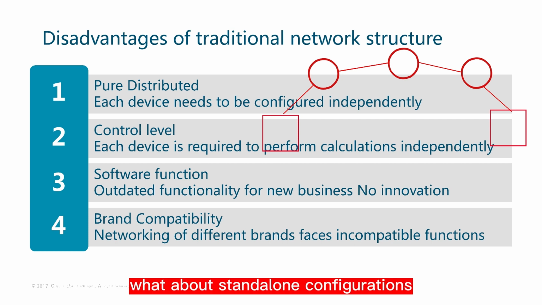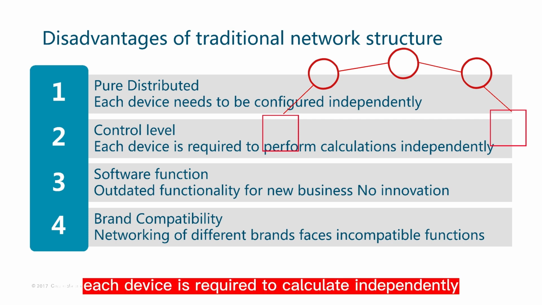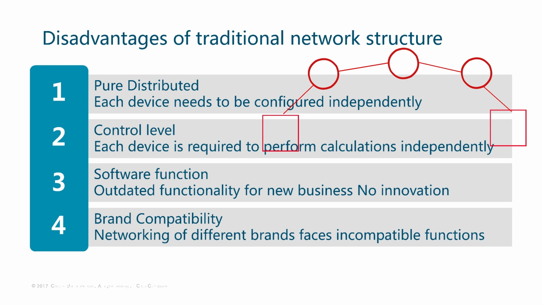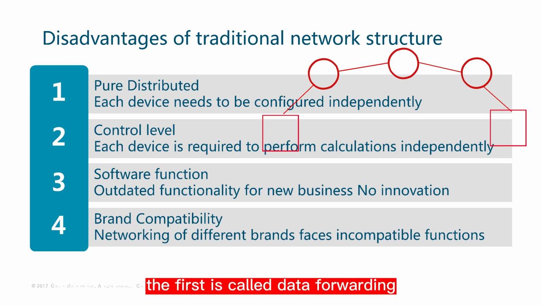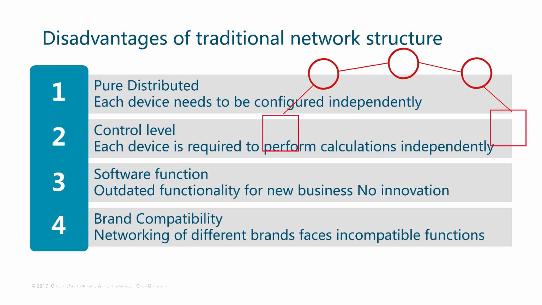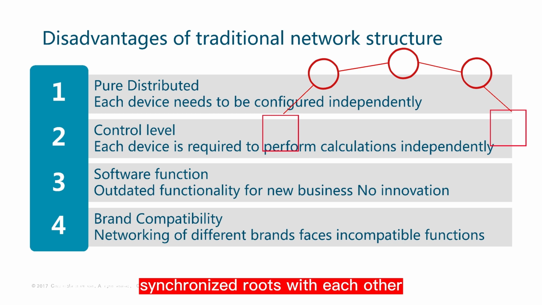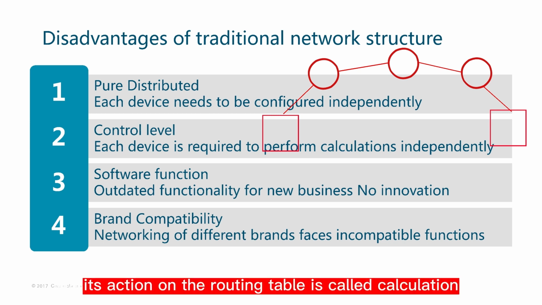What about standalone configurations? This is a disadvantage now. Secondly, from the control level, each device is required to calculate independently. Actually, the device has two actions. The first is called data forwarding. The second is called calculation of data. Devices run OSPF on each other and synchronize routes with each other. Its action on the routing table is called calculation.